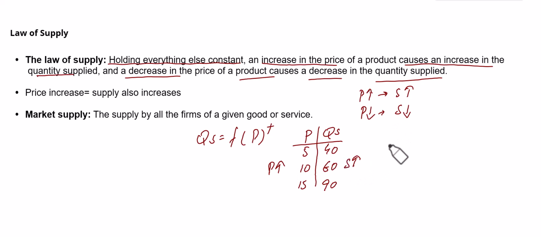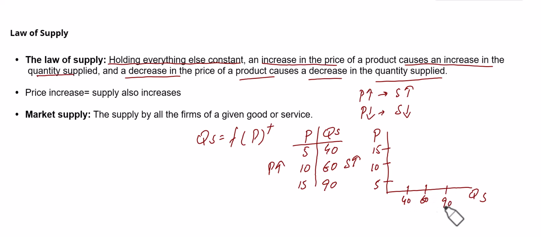Now we can make a graph of these values. On the y-axis we are taking price level, on the x-axis we are taking quantity supplied. The first price is 5, the second price is 10, and the third price is 15. The first quantity supplied is 40, the second is 60, and the third is 90. At rupees 5 there are 40 units available in the market for sale, so we just have to make a point here, 5 with 40. At price 10 there are 60 units, and at price 15 there are 90 units available for sale.